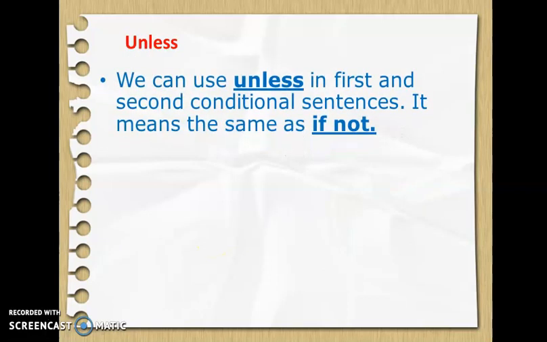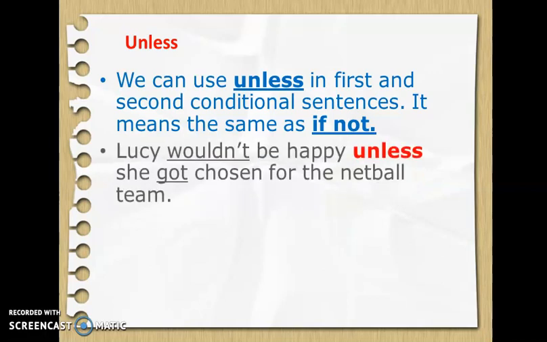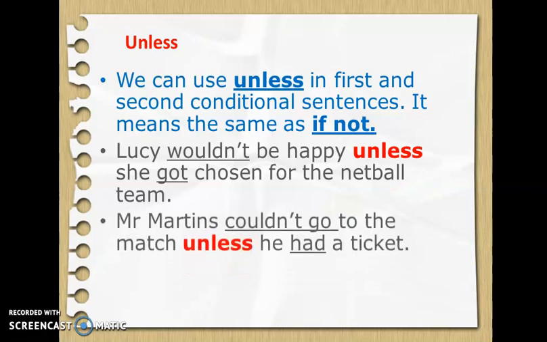Unless. We can use unless in first and second conditional sentences. It means the same as if not. For example, Lucy wouldn't be happy unless she got chosen for the netball team. Mr. Martins couldn't go to the match unless he had a ticket. Unless in Chinese means 除非.